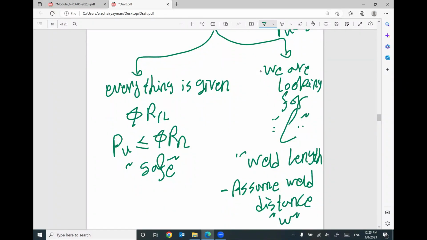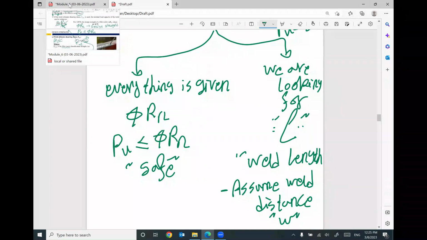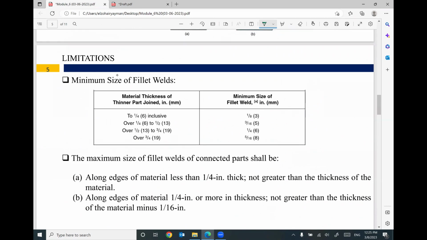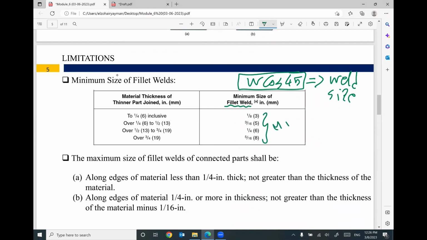You can assume it. How much? 1 inch, 2 inch, quarter inch, half inch. We have a table here to help you to assume the minimum welding size. This one will not help you to figure out the welding distance. No, it will help you to assume W cosine 45, which is called weld size, the whole expression. So we can assume it 1/8, 3/16, 1/4, 5/16. These are the minimum you can assume.